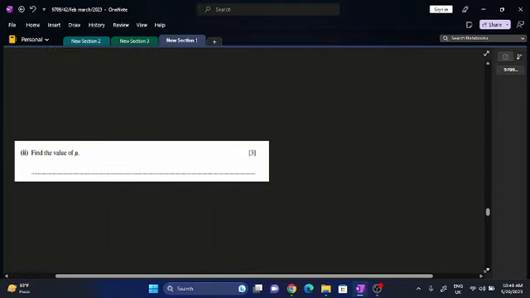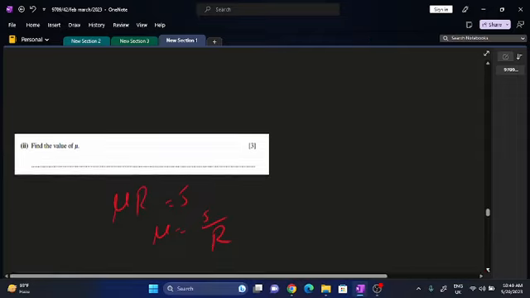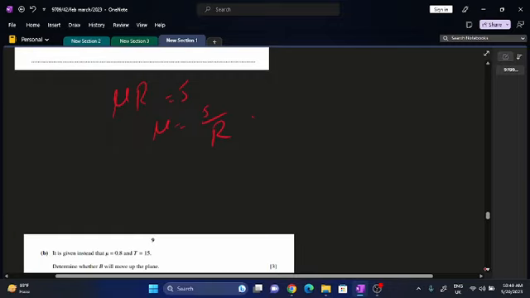For the second part, find the value of mu. You know that mu R is equal to 5, as given in the question. So mu can be calculated as 5 by R. Definitely you have to calculate R first in order to plug it into this equation. For example, this is equation number 1. How can I calculate R? You know that R is the reaction force that is acting in the upward direction.